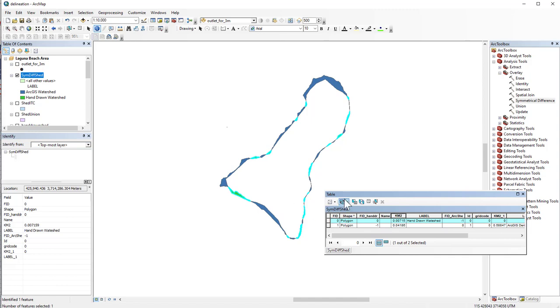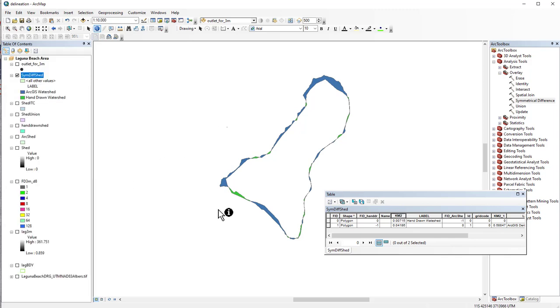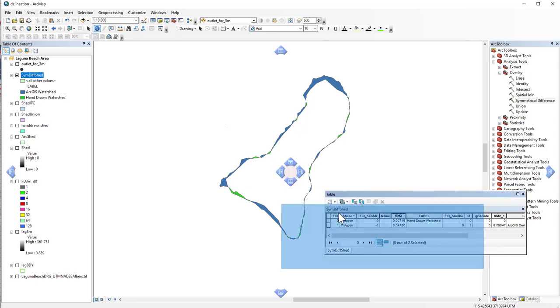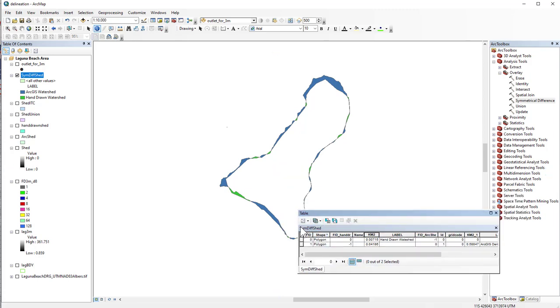So hopefully that clarifies the rationale behind this assignment. And if you decide to do this on your own with a different pour point, I invite you to do that and understand that you have to be very careful where you put the pour point. And I hope that you have fun exploring this assignment.